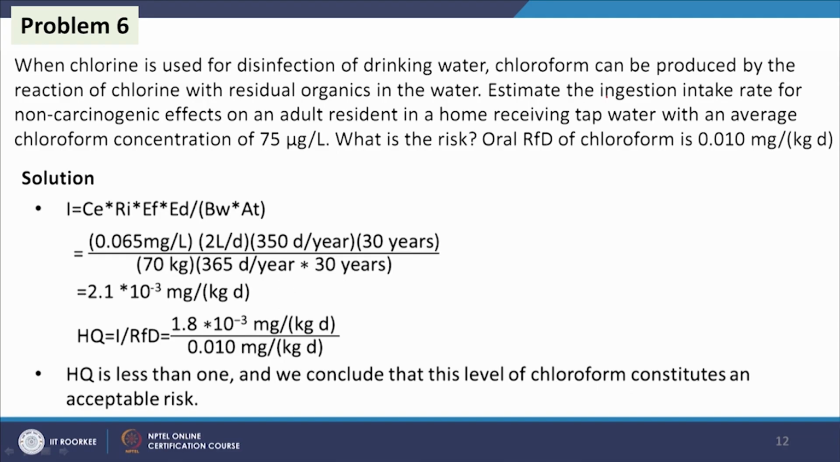Okay. So, this is a problem related to risk assessment, which we discussed in the previous class, and we had one expression as given here, I is equal to C into IR into EF into ED by BW into AT, which we have discussed in the previous class.